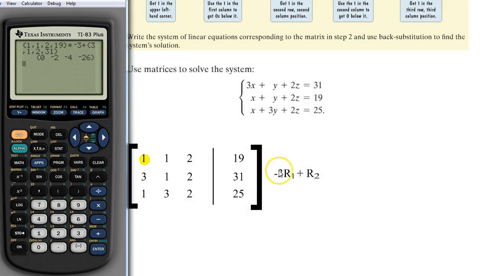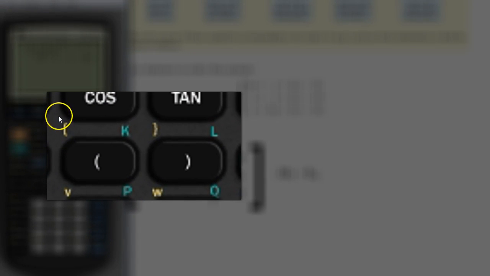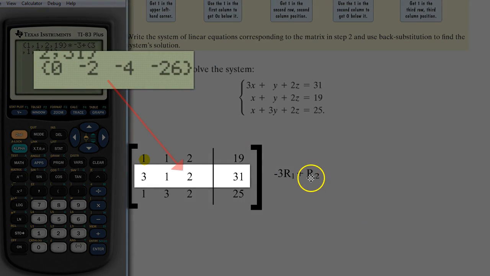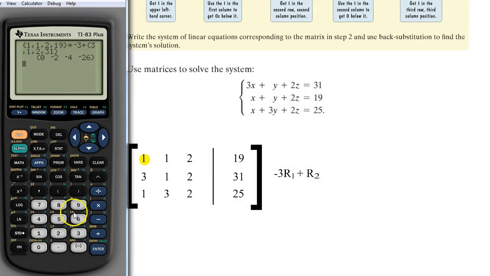Now you can verify, you can multiply and check. -3 times 1 is -3 plus 3 is 0. -3 times 1 is -3 plus 1 is -2. -3 times 2 is -6, -6 plus 2 is -4. And then -3 times 19 is -57, -57 plus 31 is -26. So it works. The calculator is just doing it for you. It's doing all that, but you have to use those set brackets that are above the parentheses. So that's going to be our new row 2.